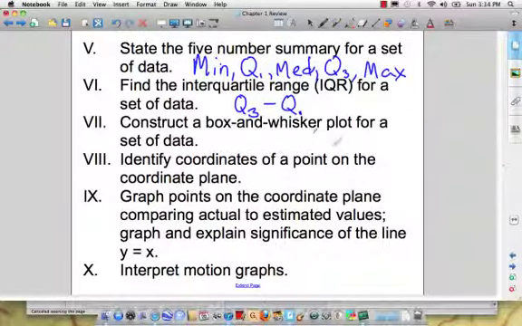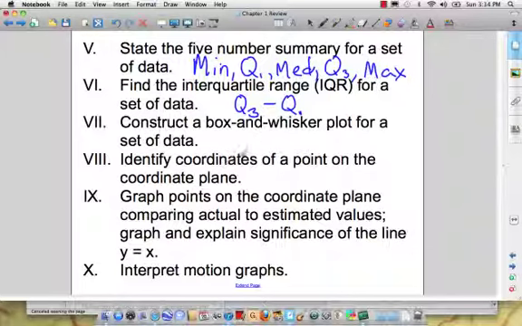Alright, you will construct a box and whisker plot for a set of data. Remember, whenever you're finding the median, which is one of the steps for the 5-number summary or the box and whisker plot, you've got to make sure that your data are listed in order, usually from least to greatest.